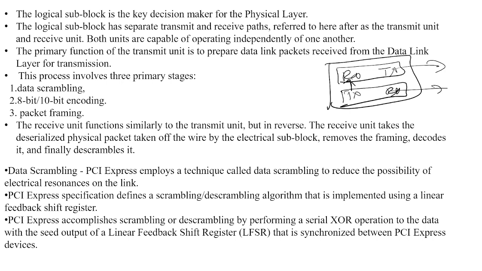The connection happens through some interfaces we call custom interfaces. In the middle also we have a connection from transmitter to receiver, one layer to another layer. It's connected through an internal interface. This interface we call custom interfaces. So in the logical subblock we mainly focus on the blocks: data scrambling, 8b/10b encoding, and packet framing. Packet framing I already discussed.